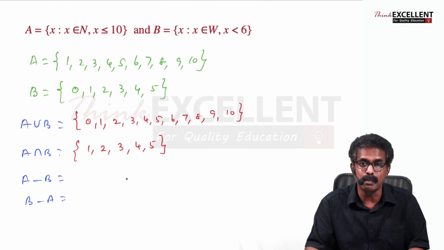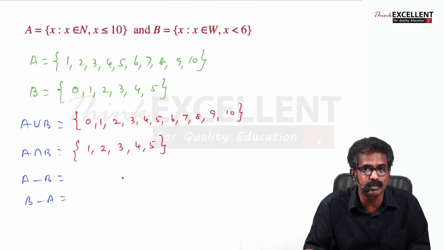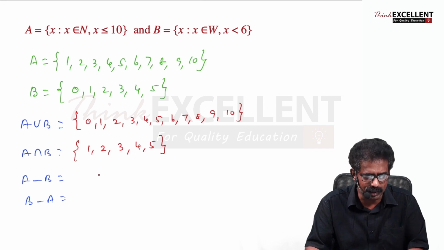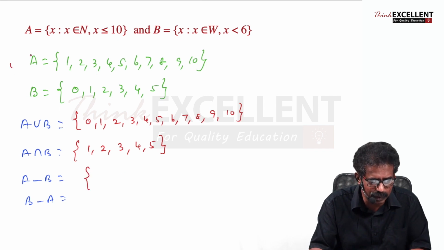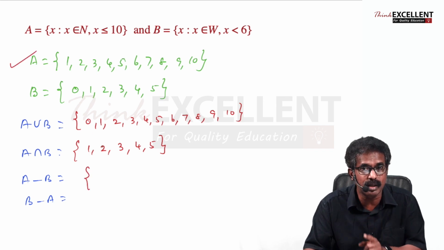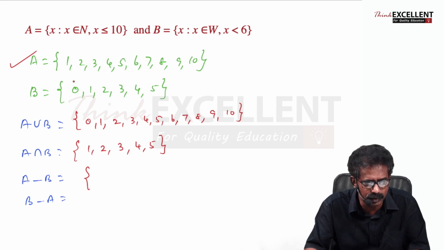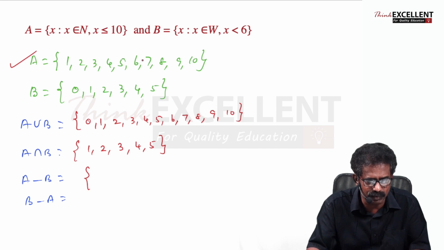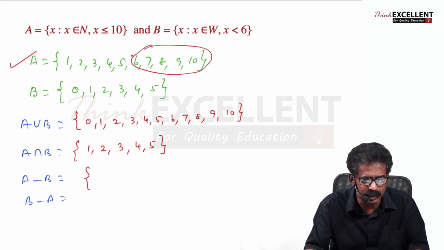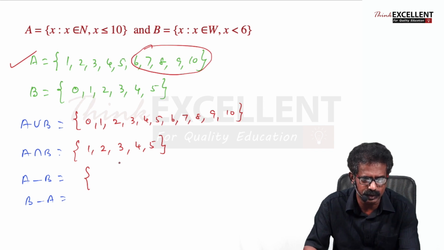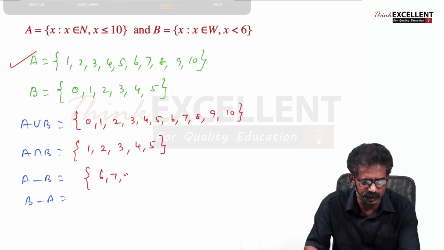Okay, now A minus B. What's the meaning of A minus B? In A but not in B. In A, you tell the elements in A, but it should not be in what? B. Can you tell me? 1 you cannot take. 1, 2, 3, 4, 5 you don't take. 6 onwards, right? 6, 7, 8, 9, 10. These numbers are in A, but they are not in B. So 6 to 10, right? So 6, 7, 8, 9, 10.